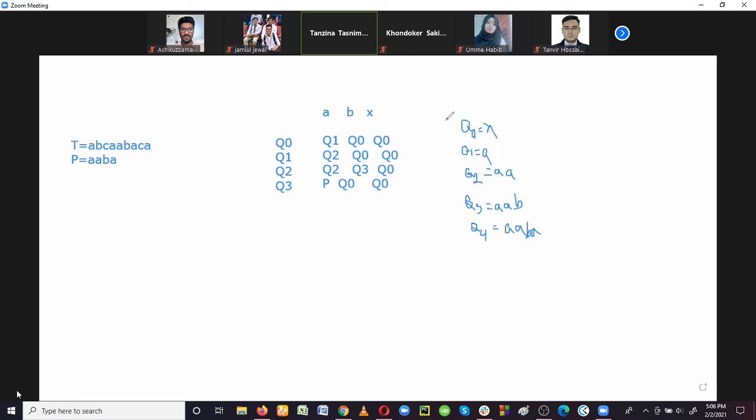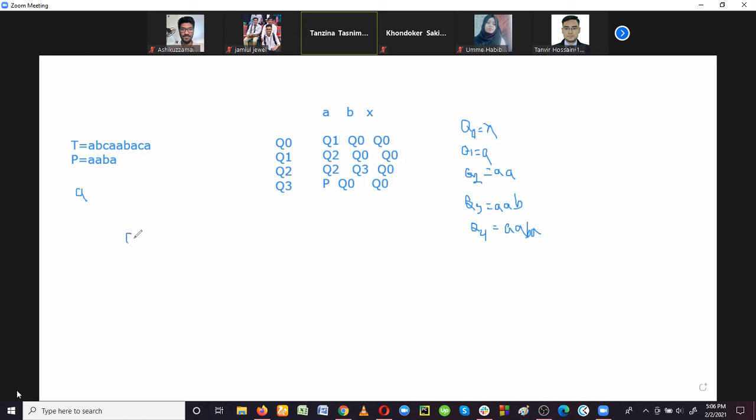Okay, so step number 3, read a character from text. When K equals 1, the character is A. The first character of text is A, isn't it? Step number 3, read T[K]. So now the algorithm will read the first character of the text when K equals 1. The character is A, right? So now we'll find the next state.